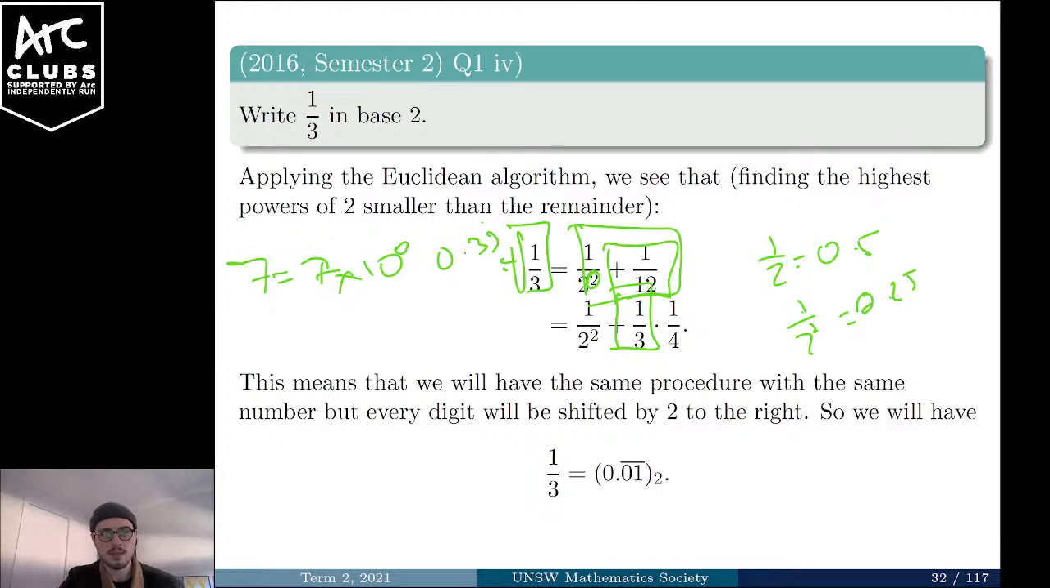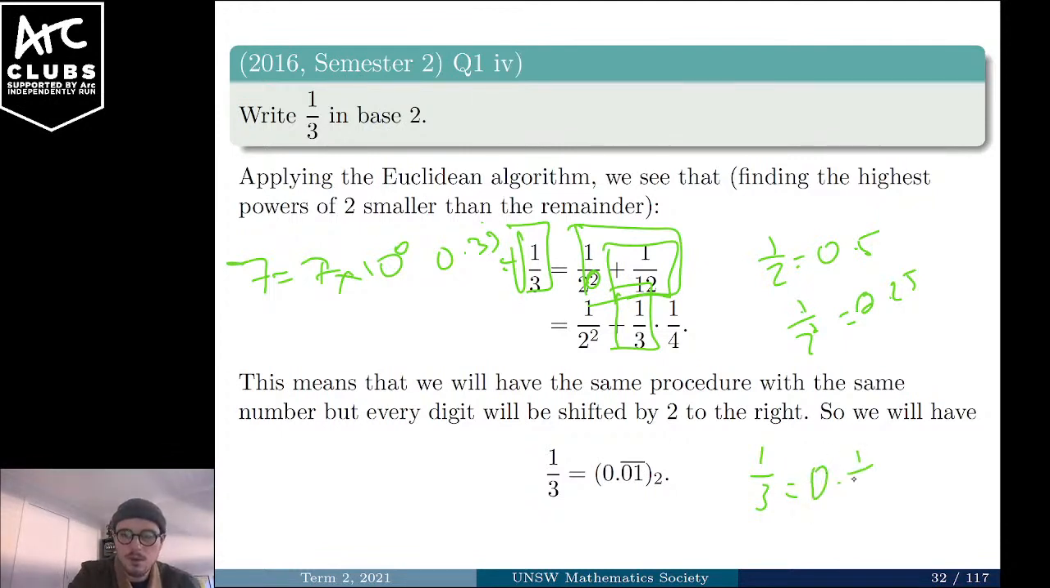So what's this saying here? This means that we'll have the same procedure with the same number of every digit. We shifted by 2 to the right. Exactly, that's what we're saying here. So we can see that a third is equal to 1 times... Actually, let me do it a bit more rigorously. Sorry, this takes forever to rub out. I don't know how to fix that. It's something I should look into over the break.